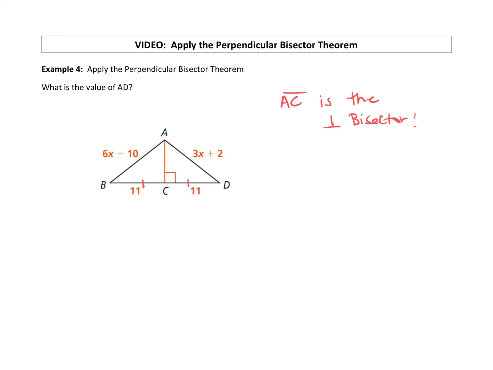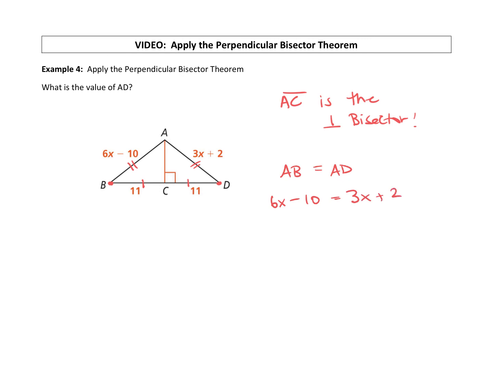So any point that's on the perpendicular bisector will be equidistant from the endpoints. Our endpoints are B and D because we bisected segment BD. Do you see how point A is on the perpendicular bisector? So that means that A is the same distance away from B as it is from D. We know that AB will be equal to AD. They will be the same distance away. So that is our equation. We can set 6x minus 10 equal to 3x plus 2 and solve this equation.